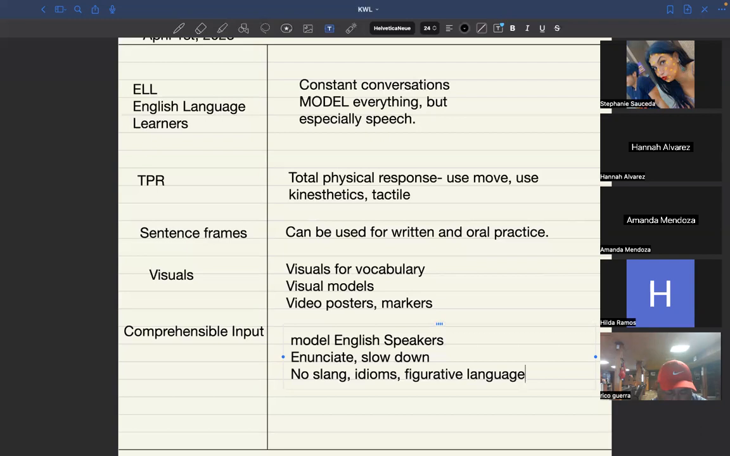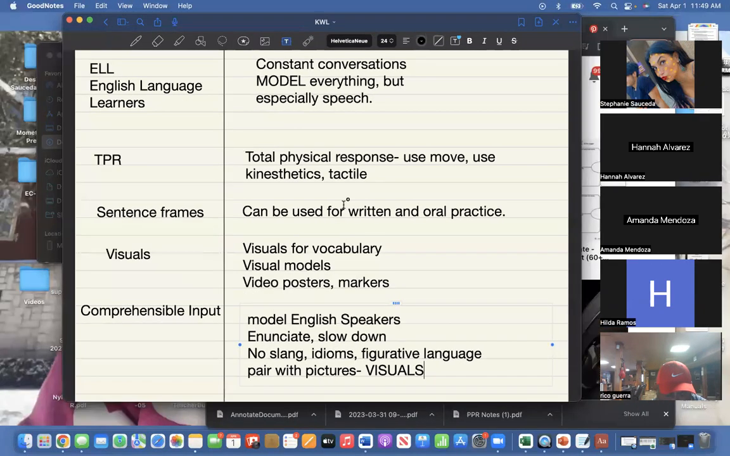Model English speaking, enunciating, slow down, pair with pictures, which is another word for what? It's another word for visuals. Is it the picture word inductive model? Yeah, the picture word inductive model, that was another part, but pictures with words, pair our pictures with words, and then have them sort of understand what's going on in the picture and try to understand the language, play with it. That was the, what was it? Picture. Let's go back to it. But yes, you're right. That's what it's called.